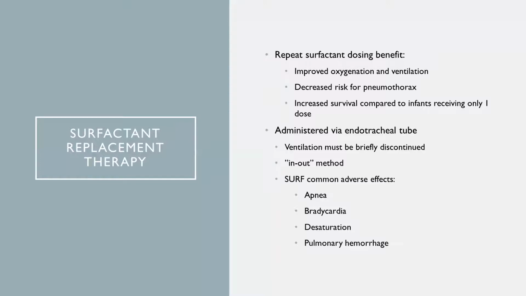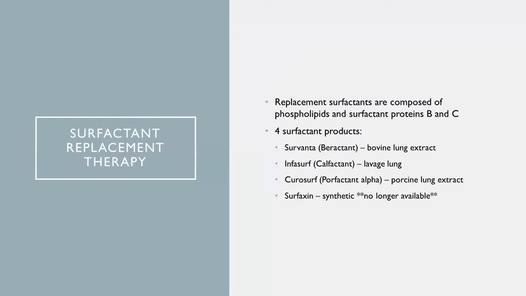Surfactant is administered via endotracheal tube. Ventilation must be briefly discontinued, and sometimes this is done via the INSURE method of intubation. Common adverse effects include apnea, bradycardia, desaturation, and pulmonary hemorrhage. So the 4 surfactant products that are seen, and actually there are only 3 as one surfactant is no longer available, are Survanta, Infasurf, and Curosurf. Replacement surfactants are composed of phospholipids and surfactant proteins B and C.